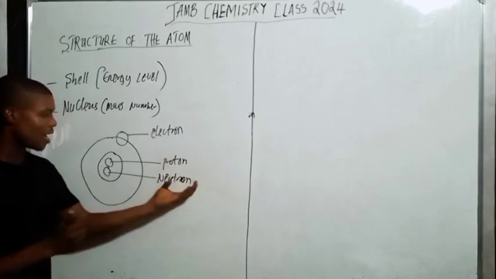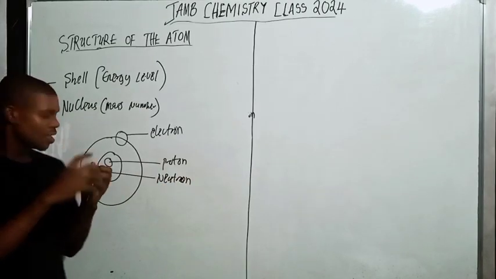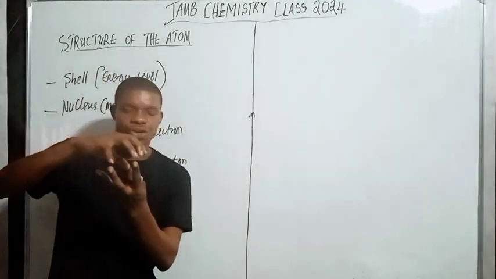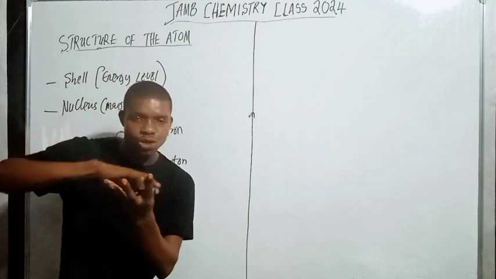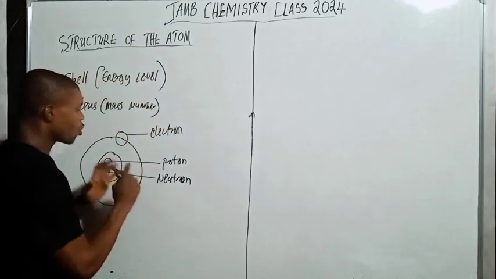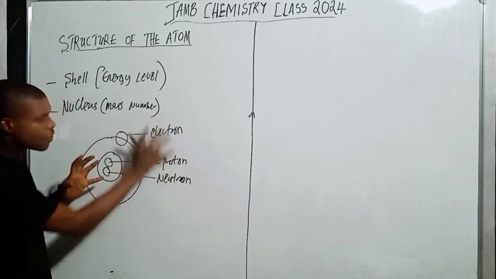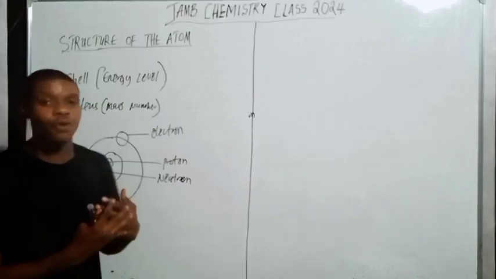The proton and the neutron. So the shell electrons revolve around the nucleus, right there. So now, these are the three fundamental particles of the atom.